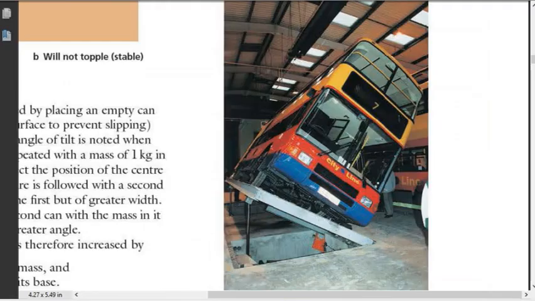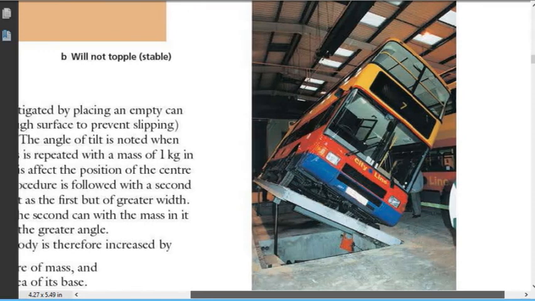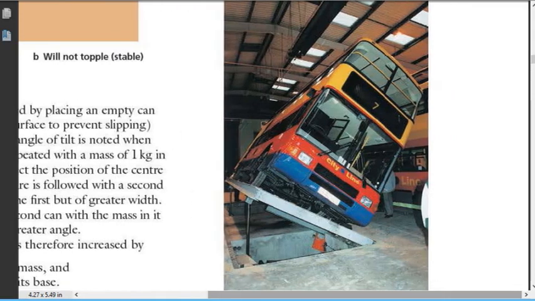Okay, so what we have on the screen right now is an image of a double-decker bus, and it's being tested for its stability, right? They're not just going to make these big buses and then put them on the road at the risk of this thing toppling over and harming people.